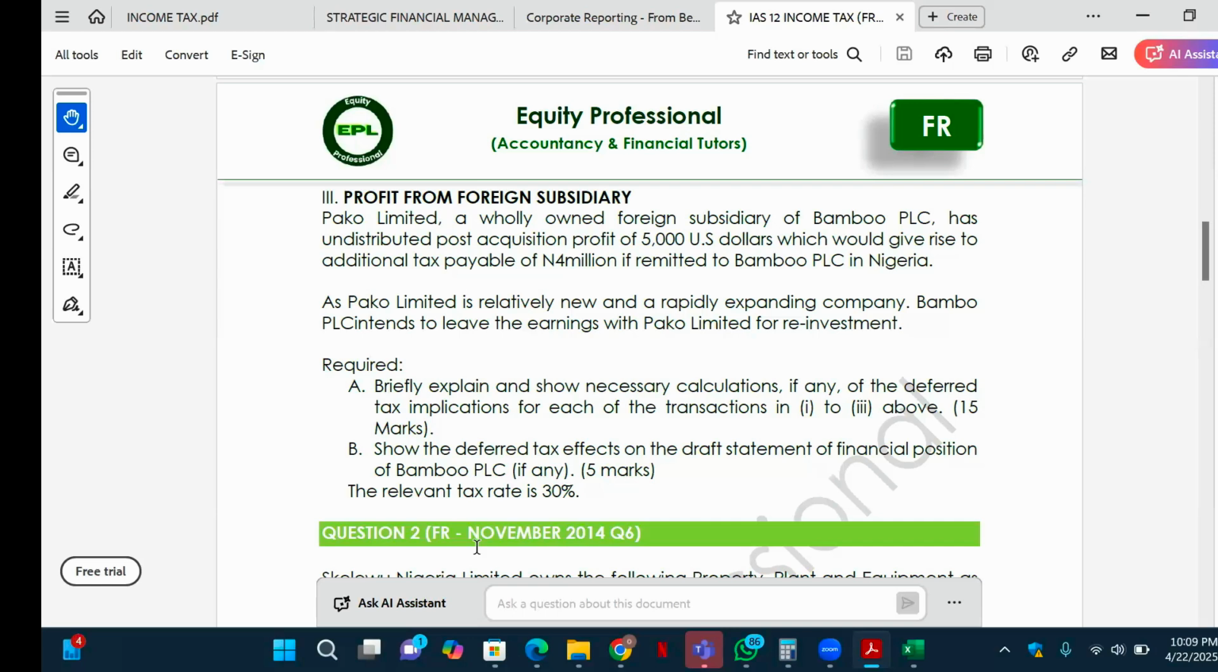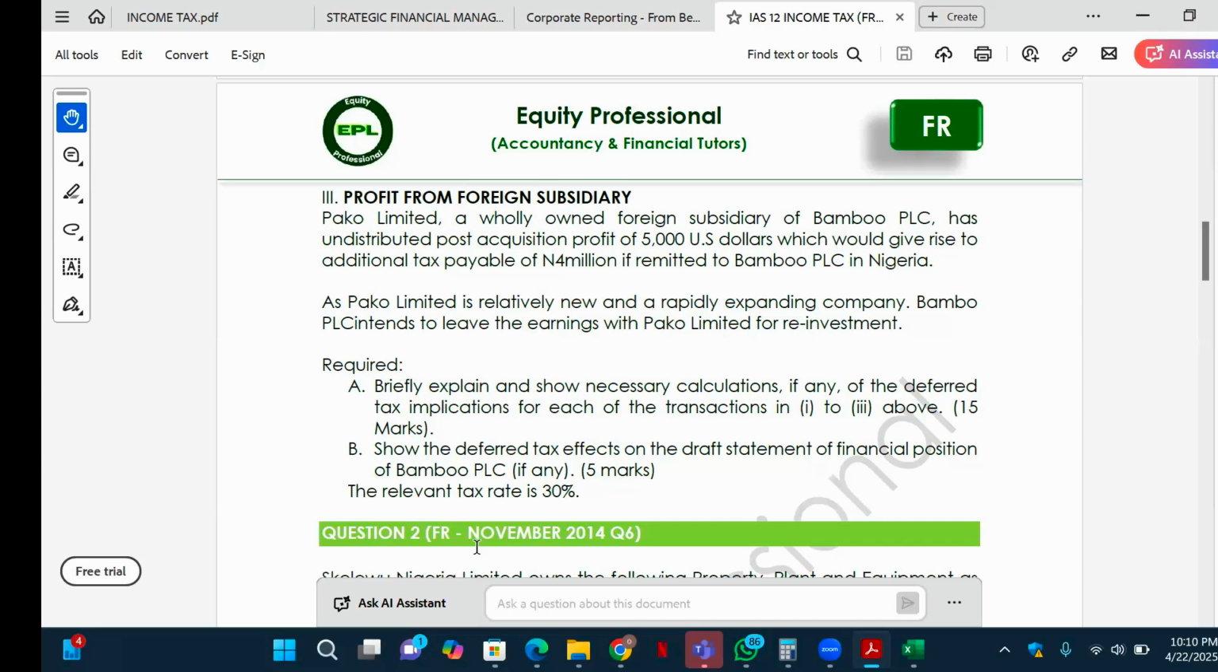It's the same idea, was it your class, when we talk about deferred tax assets too. Let me quickly use this opportunity to say this: if at all it comes out in your exam, it can be inferred in one way or the other.